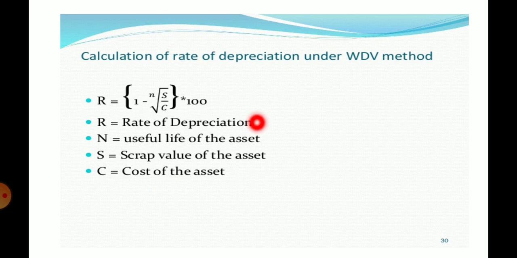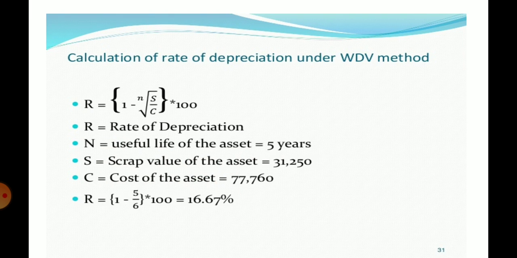So this is the formula for calculation of rate of depreciation in the written down value method. R is the rate of depreciation, N is the useful life of the asset, S is the scrap value of the asset, and C is the cost of the asset. Okay, you can proceed as in the previous question, place the values and put them into the formula.